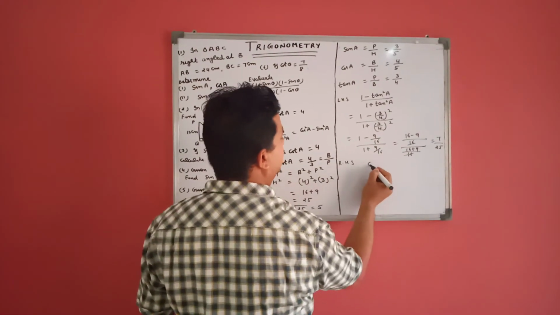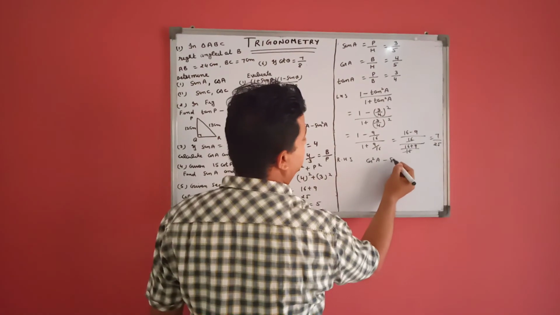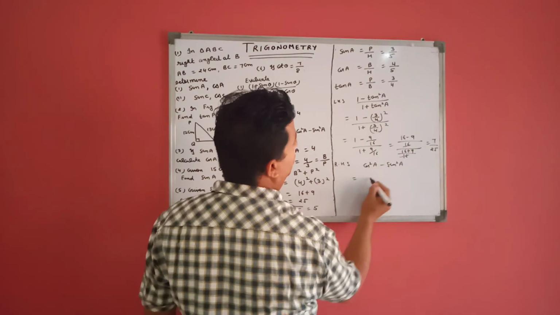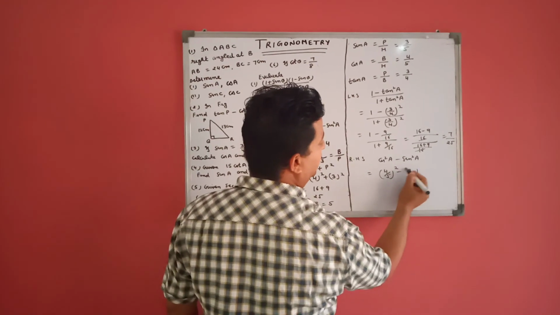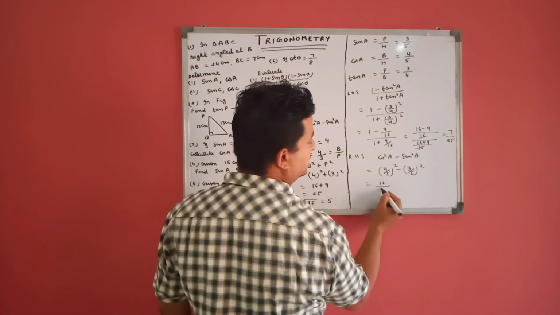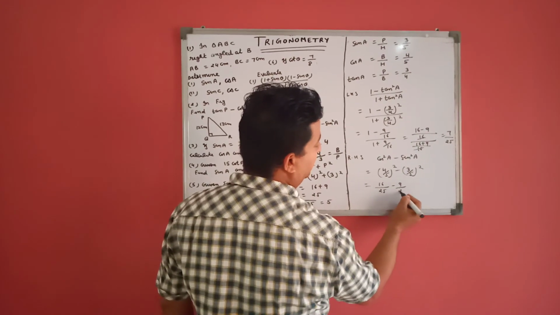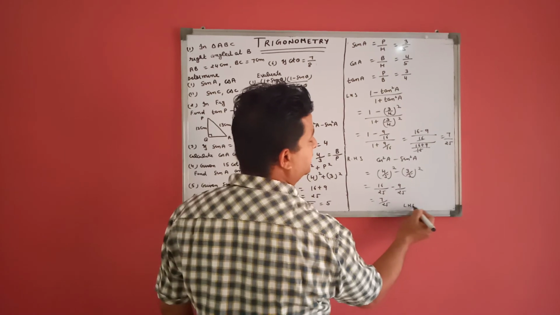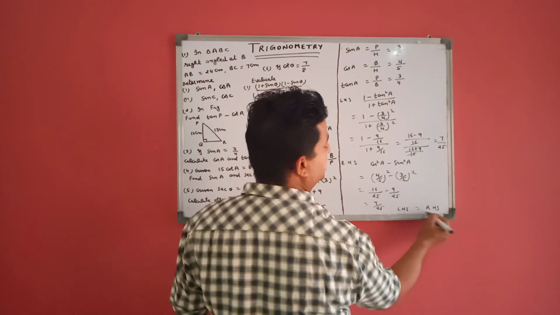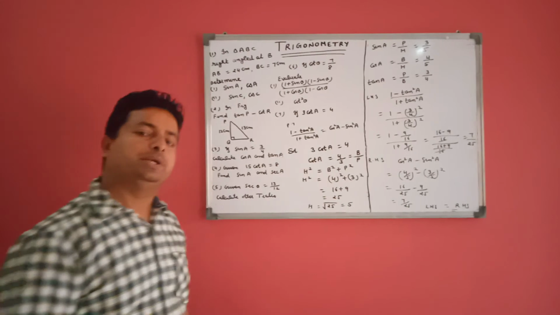And in right hand side, cos square A minus sin square A. In this, cos square A is 4 by 5 whole square. This is 3 by 5 whole square. It becomes 16 by 25 minus 9 by 25. That is 7 by 25. That is LHS equal to RHS. Left hand side equal to right hand side.